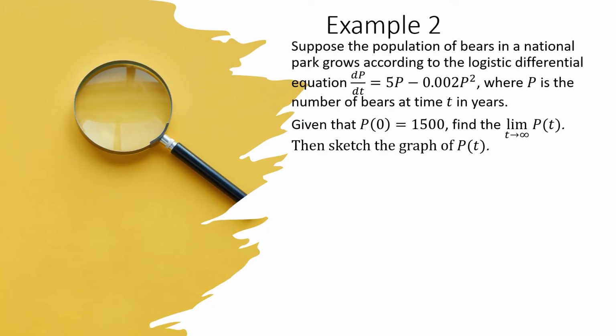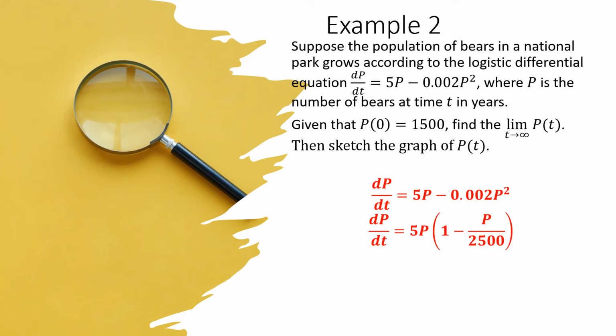All right, so in example 2, same situation, except this time they're giving us an initial population of 1500. Again, working with that differential equation and rewriting it by factoring out the 5p, I get that my carrying capacity is still 2500 regardless. What I'm trying to show you is that it doesn't matter what your initial population is, your carrying capacity is still your carrying capacity. Whether you start with 100 or 1500, you can only grow to a certain population size. So the limit as t approaches infinity of p of t is still 2500.